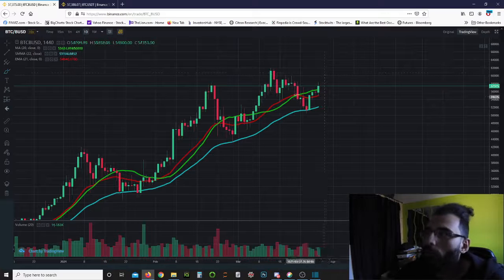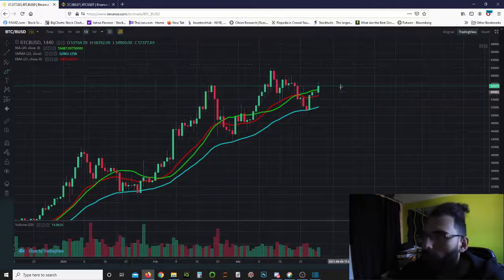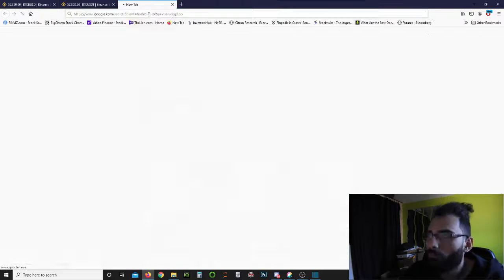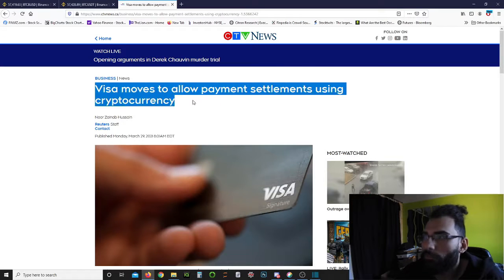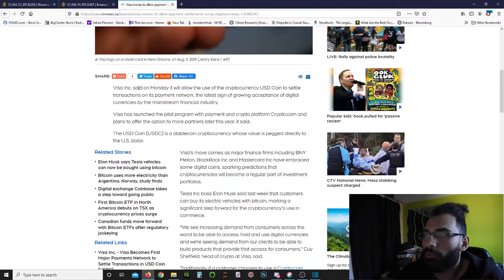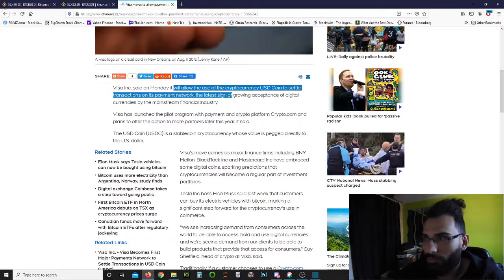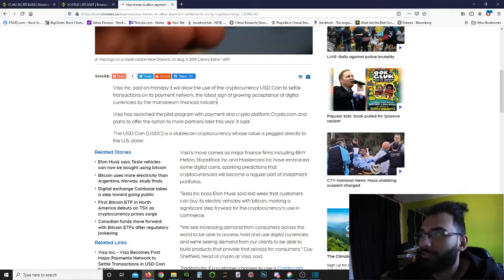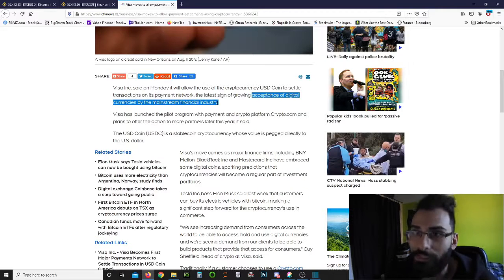And of course, why did we pump so high as of recently? Well, if we pull up the news here, this is a pretty big news article. Visa moves to allow payment settlements using cryptocurrency. Visa said on Monday it will allow the use of the cryptocurrency USD Coin to settle transactions on its payment network, the latest sign of growing acceptance of digital currencies by the mainstream financial industry. Yes, that is huge.